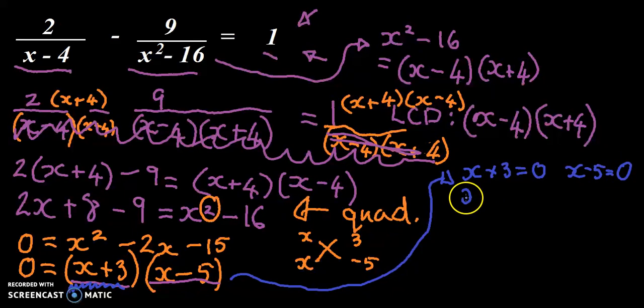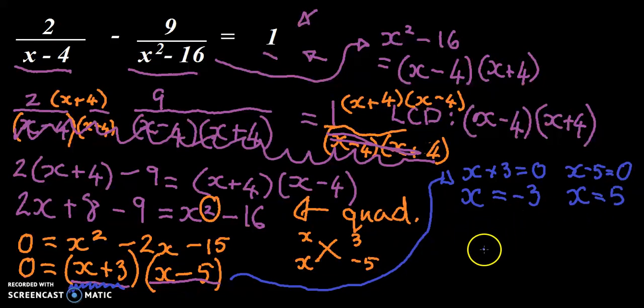Well, you know that x plus 3, what value do we need for x to make x plus 3 equal to 0? We need negative 3. And what value do we need for x to make x minus 5 equal 0? Well, x needs to be 5.